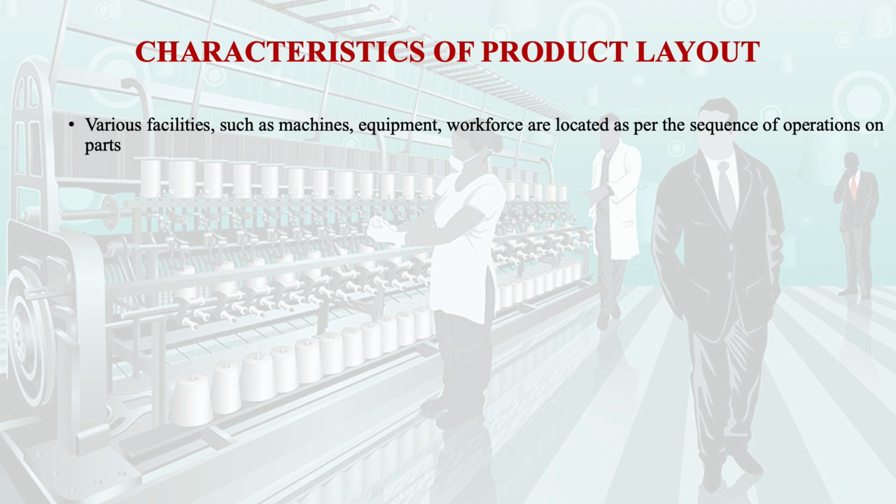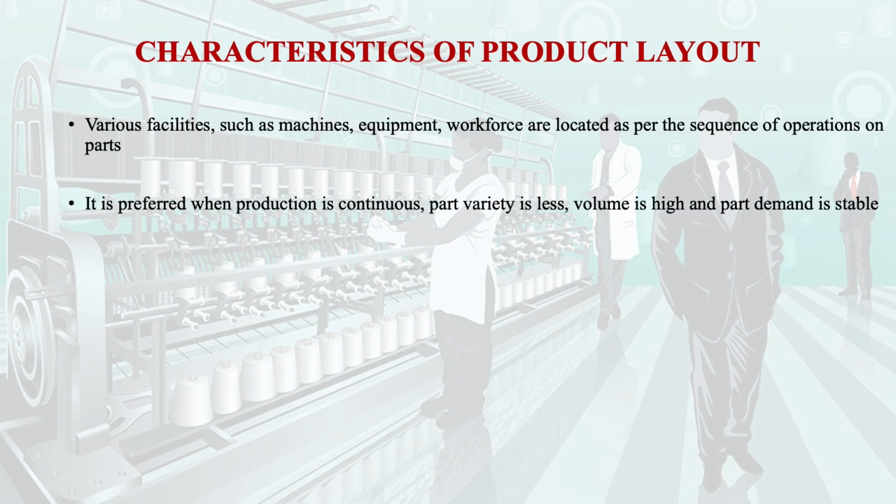Now in that, various facilities such as machines, equipment, and workforce are located as per the sequence of operations on the part. Product layout is preferred when the production is continuous, part variety is less, volume is high, and the part demand is stable.